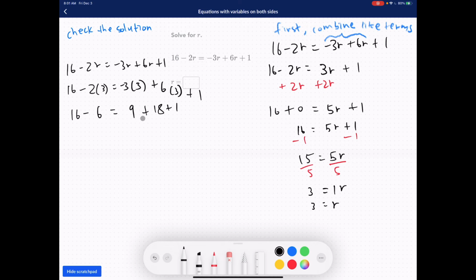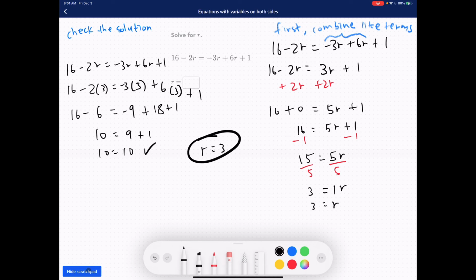So 16 minus 6 is 10. 9 plus 18 is 27 plus 1 is 28. Whoops, here I made a mistake again. Negative 3 times 3 is negative 9, and so negative 9 plus 18 is 9, plus 1. Then we got 10 is equal to 9 plus 1, which is 10. And so it checks out. Therefore, my answer is r equals 3. Okay? So that is how you do equations with variable on both sides.